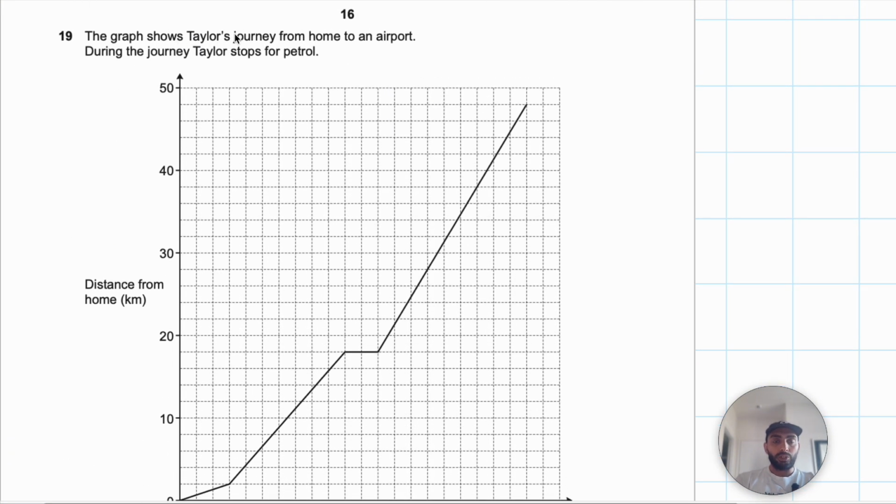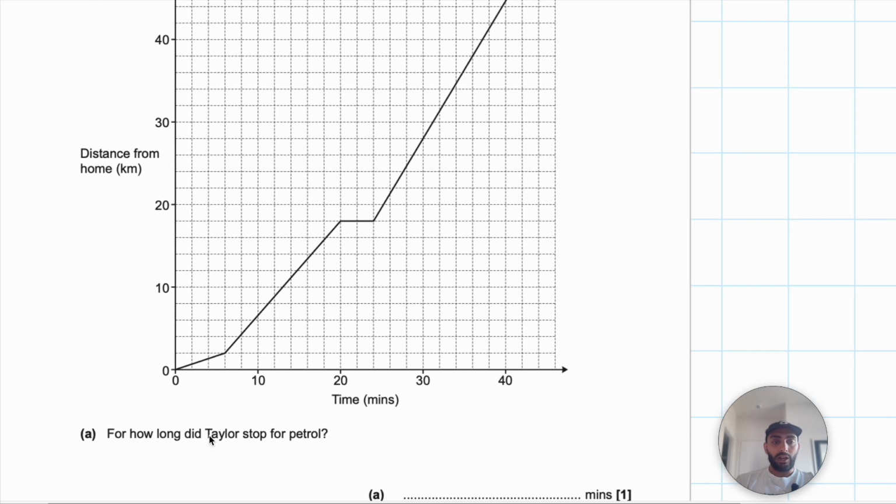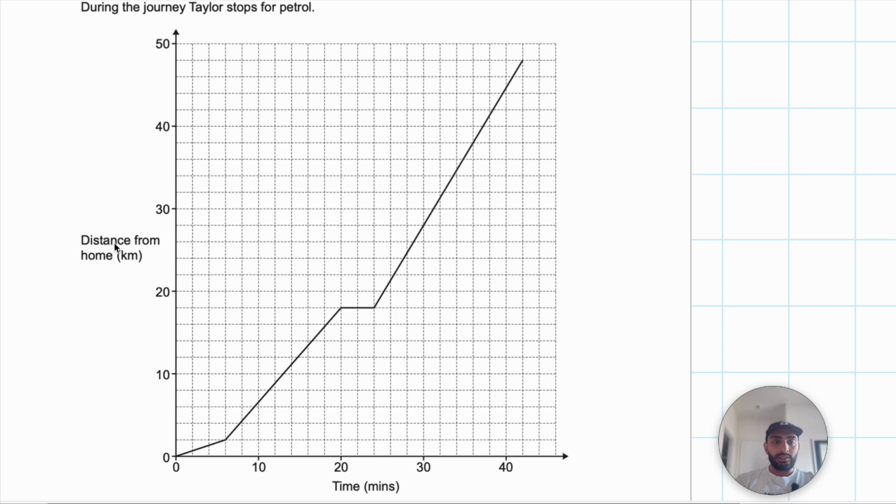Question 19. The graph shows Taylor's journey from home to an airport. During the journey, Taylor stops for petrol. For how long did Taylor stop for petrol? So this is a distance time graph, and it's the distance that he's away from home. As you can see, he's moving away from home up till 20 minutes, which is over here. And he stops between this point and this point.